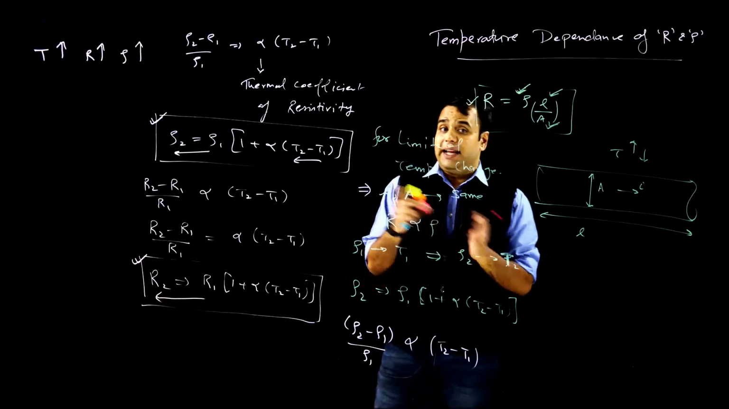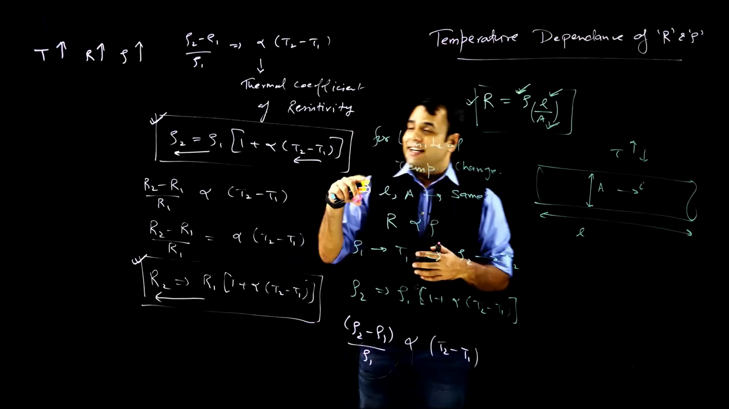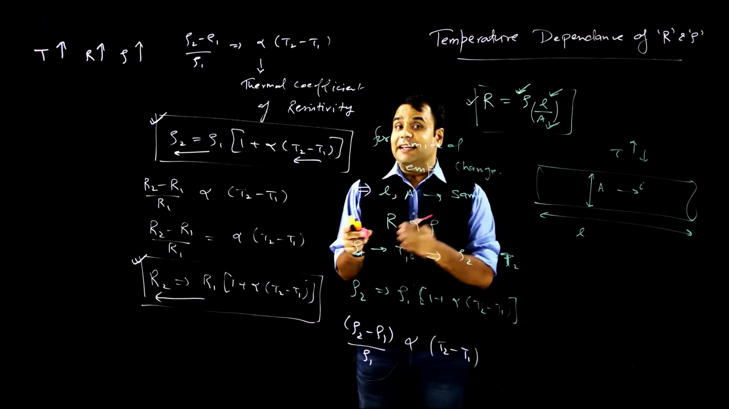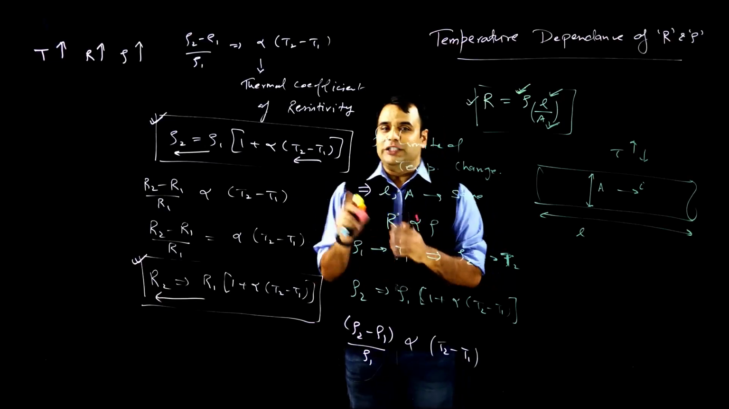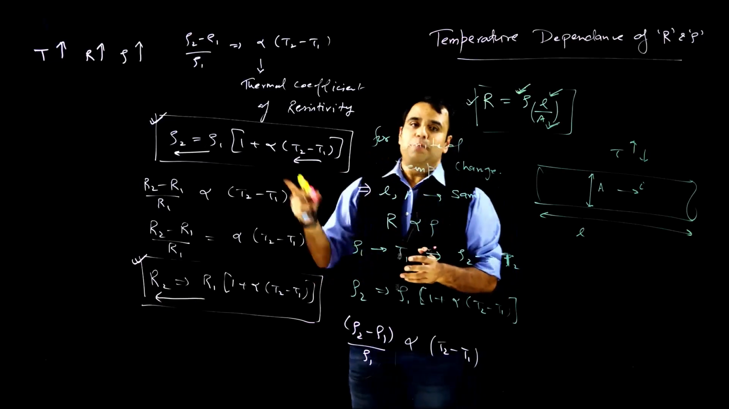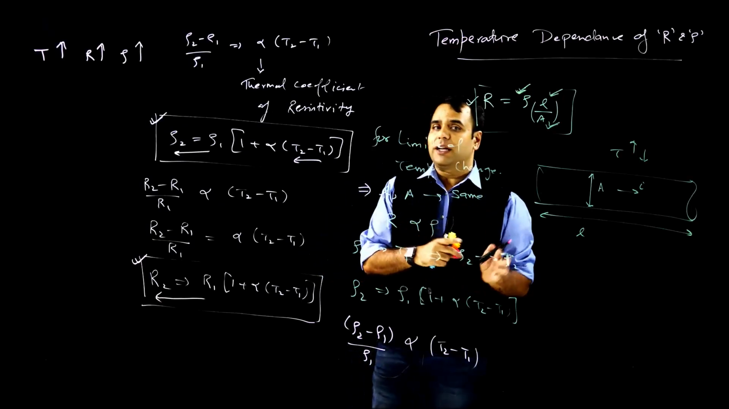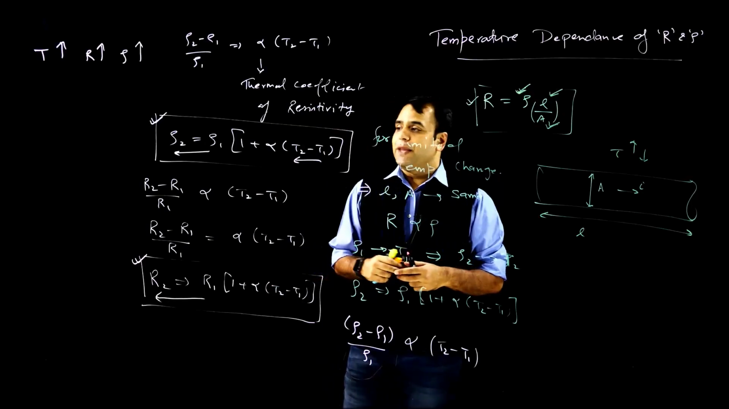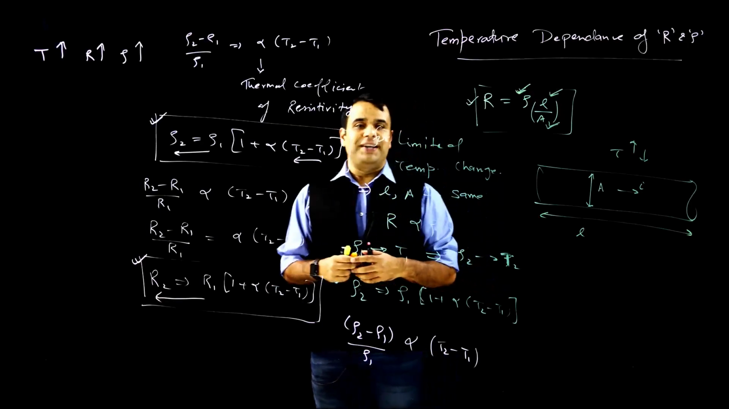But in case of an insulator, the reverse happens. If you increase the temperature, the resistance decreases there. So an insulator behaves completely opposite to the conductor. We are talking about the conductor here. In case of a conductor, resistance as well as the resistivity increases as you increase the temperature.